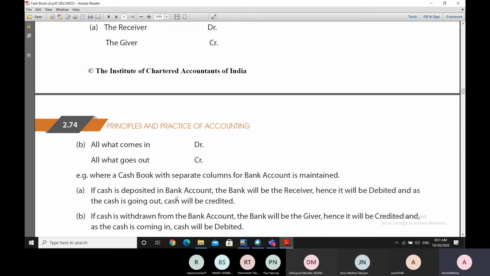On the other hand, if cash is withdrawn from the bank account, the bank is the giver, and therefore the bank account will be credited, and as the cash is coming in, the cash account will be debited.